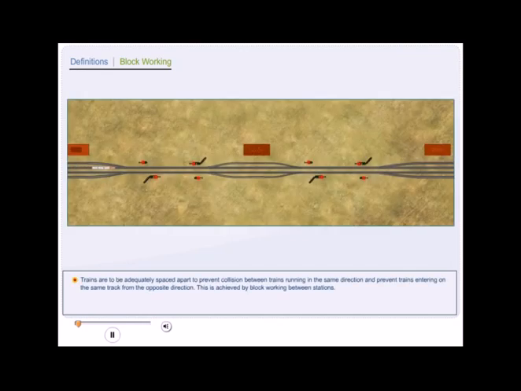Trains are to be adequately spaced apart to prevent collision between trains running in the same direction and prevent trains entering on the same track from the opposite direction. This is achieved by block working between stations.